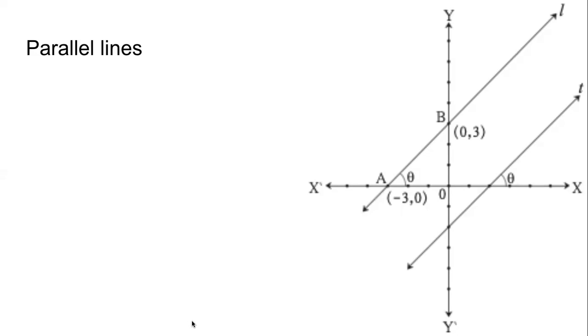So we can say that L is parallel to T. Line L is parallel to T. Why? Corresponding angles test. Same theta.